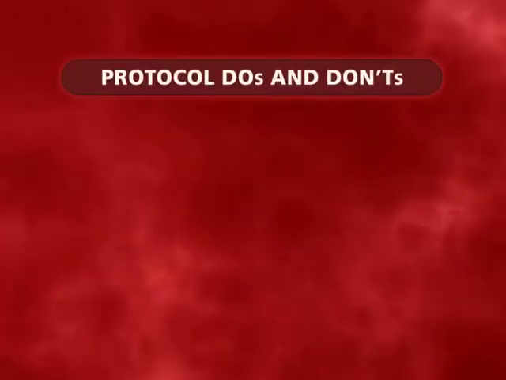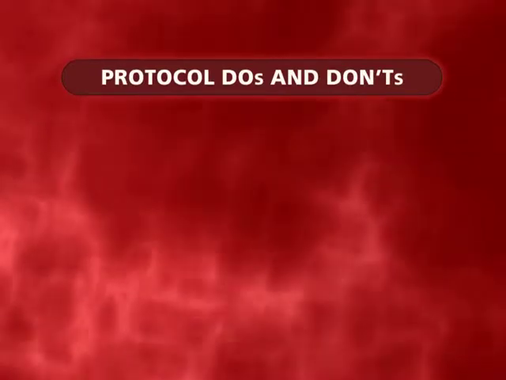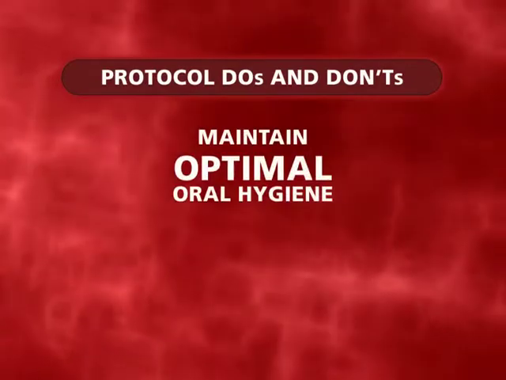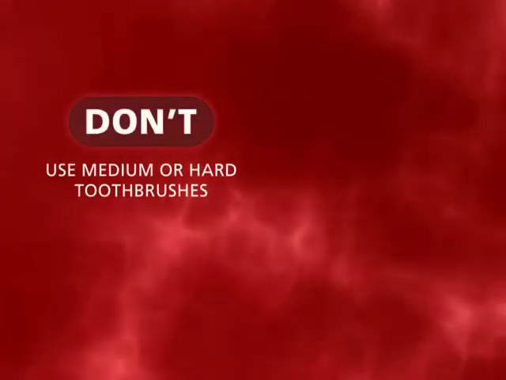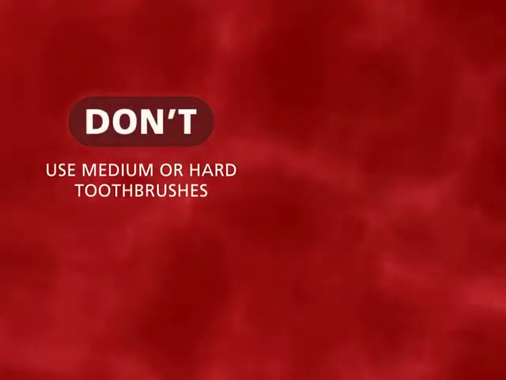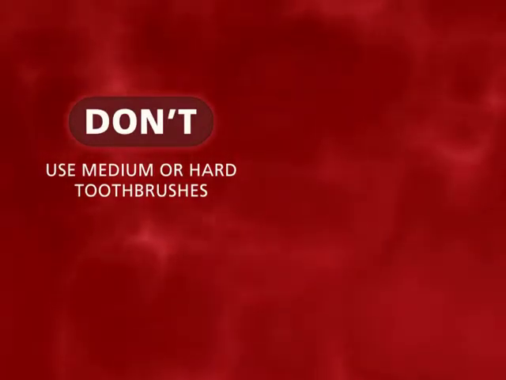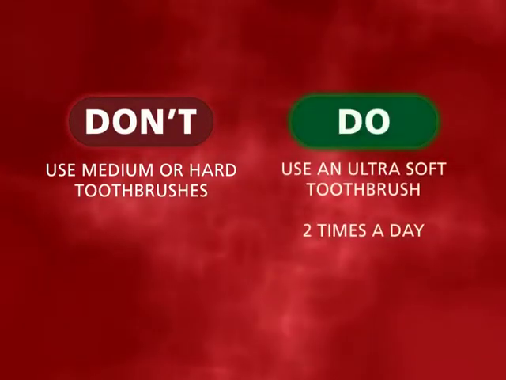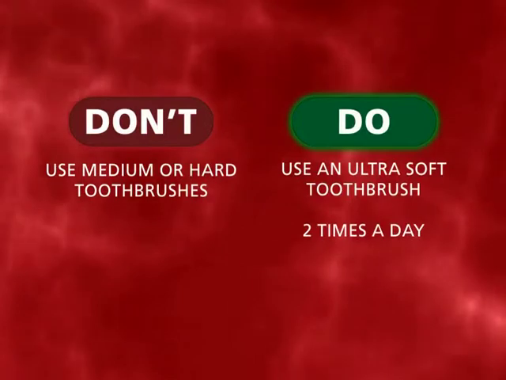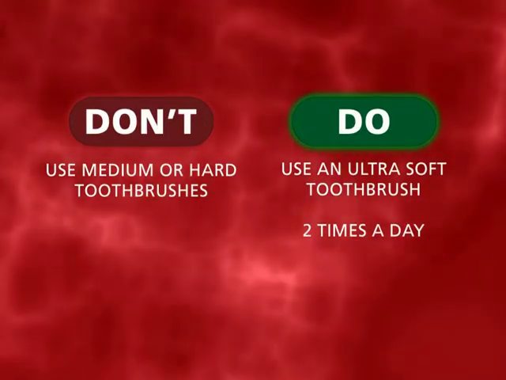Protocol do's and don'ts. The most important goal in providing mouth care to frail and palliative patients is to maintain optimal oral hygiene with minimal discomfort. Don't use medium or hard toothbrushes. These are not appropriate for anyone to use, especially someone with dry mouth and sensitive gums. Firm bristles can tear gum tissue and cause bleeding. Do use an ultra-soft toothbrush twice a day with a very gentle brushing or patting action. The gums may be tender.